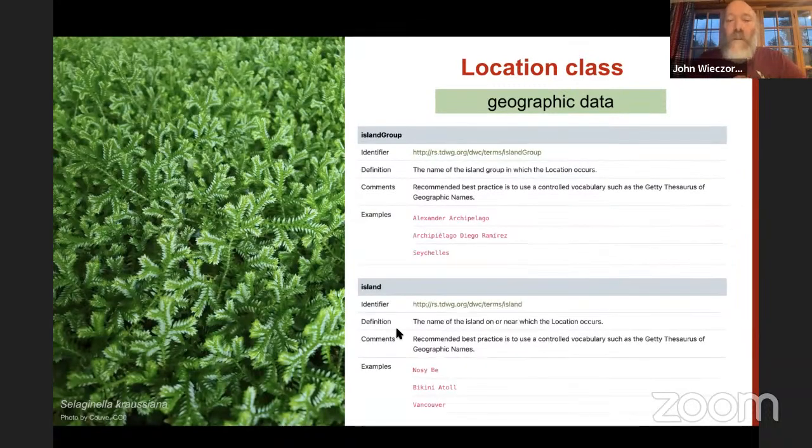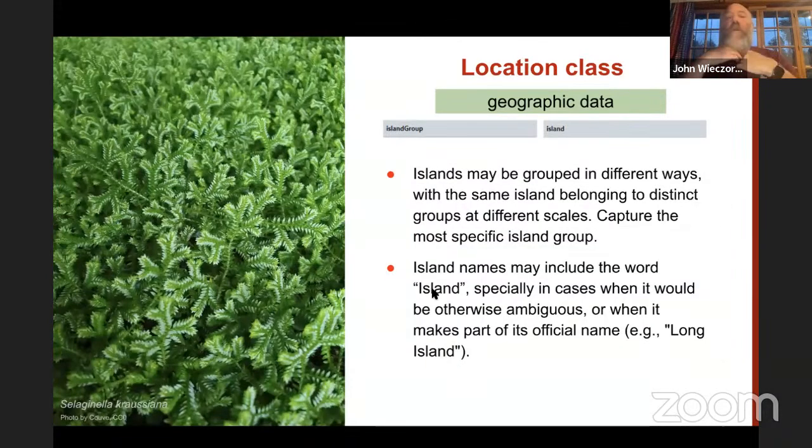Then we have the two terms that are related to islands, the island group and the island. So with these, throughout the world, there are so very many islands, and island groups can also be arranged hierarchically, just as water bodies can. And so the same island might belong to different groups, but at different scales. And again, with the same philosophy as water body, what we want to do is capture the most specific island group that an island belongs to in a hierarchy.